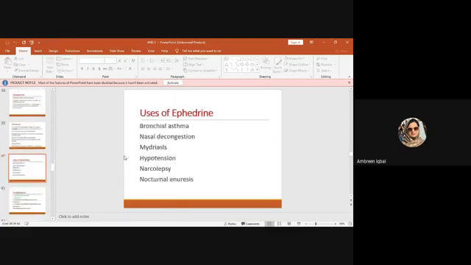The uses of ephedrine: bronchial asthma, nasal decongestion. Bronchial asthma because it is a beta-2 agonist. Nasal decongestion because it causes the alpha-1 vessels to vasoconstrict. Mydriasis and hypertension. Narcolepsy, where the patient tends to sleep more; it causes CNS stimulation and decreases the level of sleep. Nocturnal enuresis, nighttime bedwetting; we use it to prevent the urinary outflow.